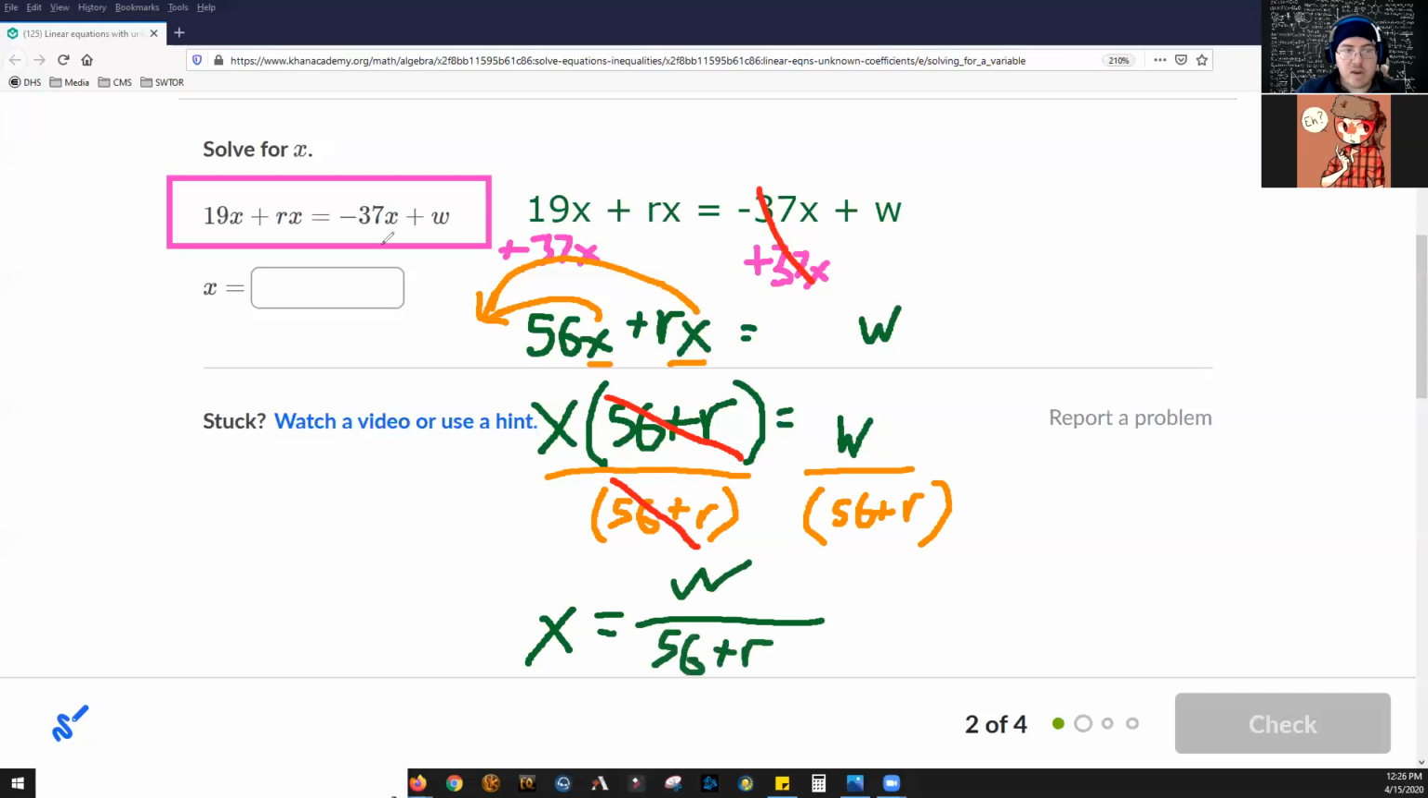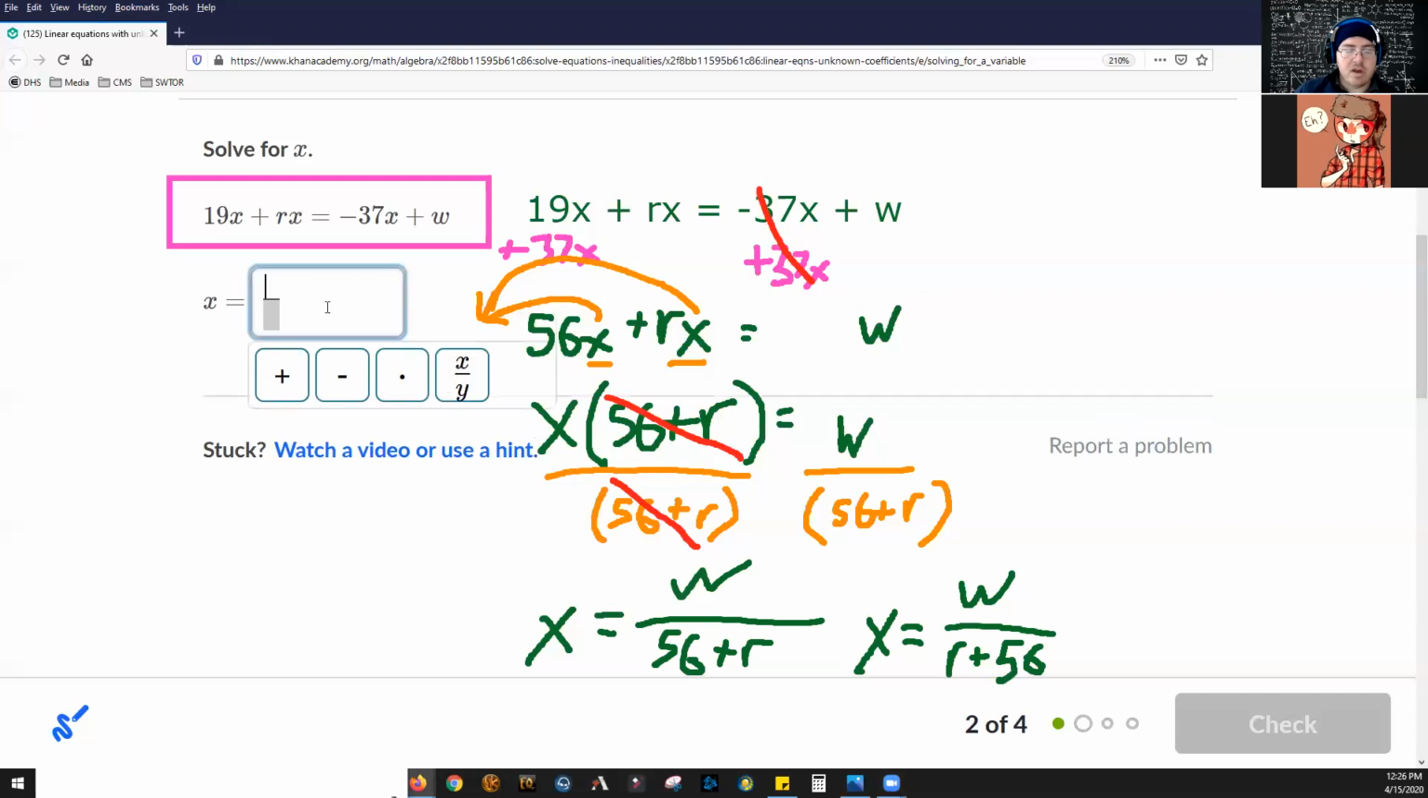Now there's a chance when I go to type this in, it's not going to like it. It might prefer, and this is just a maybe, we'll see, it might prefer this to be x equals w over r plus 56. Now those are the same thing because all I did was use the commutative property to rearrange the addition, but technically speaking, variables should come first. So let's just see what it says.